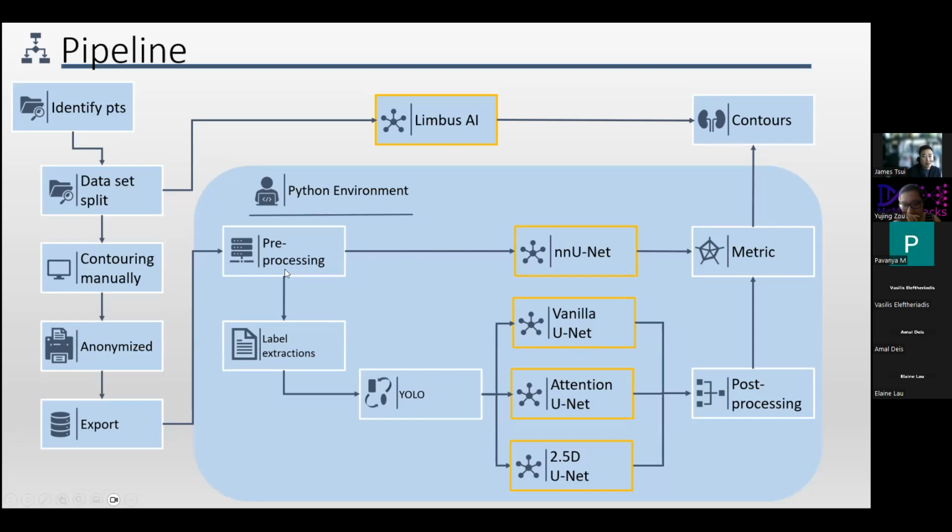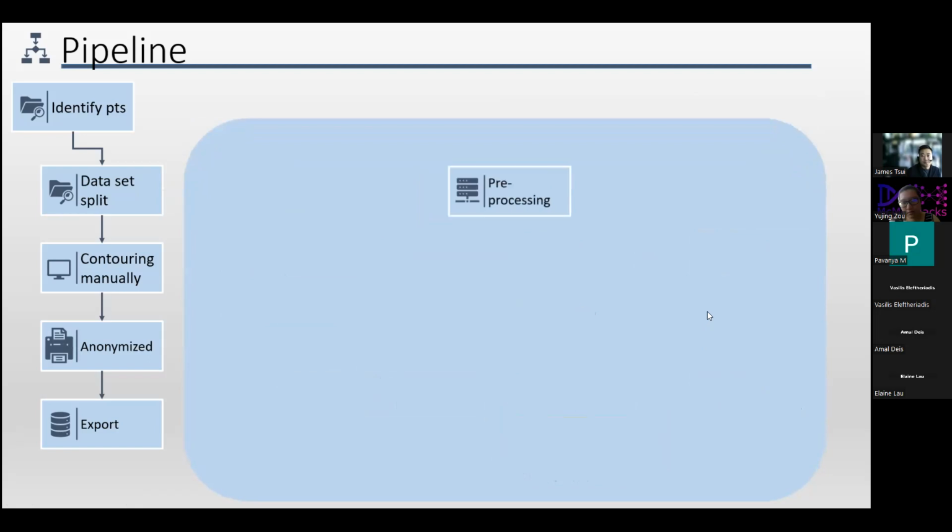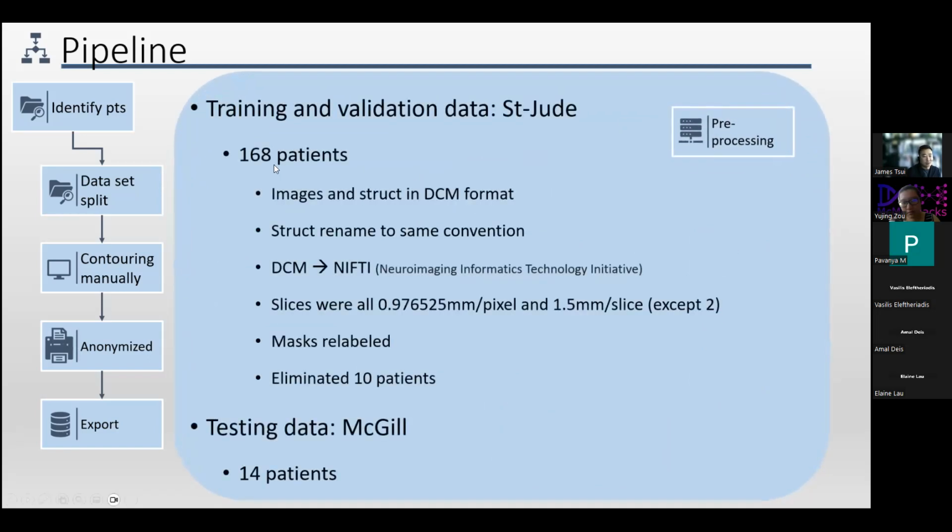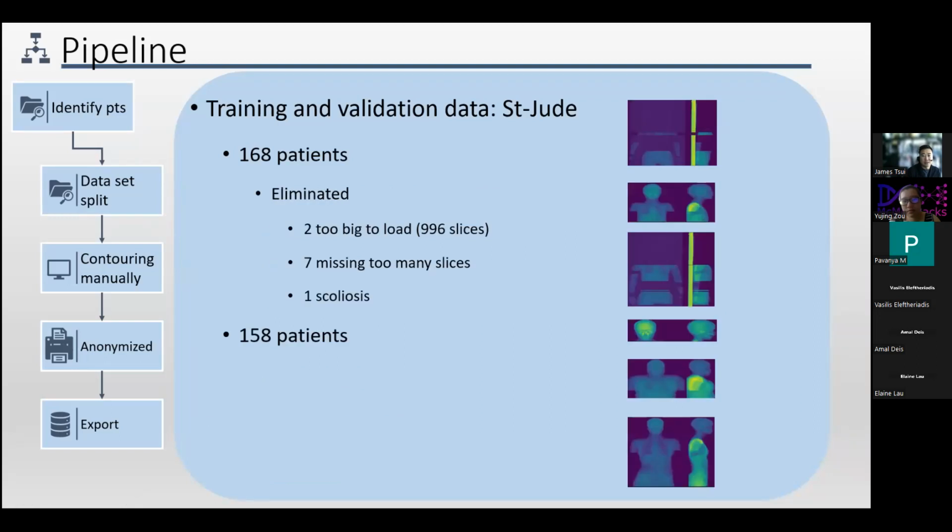In the Python environment, you need to do some pre-processing, label extraction for YOLO first, and then you apply the different units and you do the post-processing. And you could also train the nnUnet. We combine everything together. nnUnet also has post-processing done within. You compare the metric and then you look at the contours. Pre-processing, I started with 100. I'm just going to fly by these things to make room for the results and also the discussion.